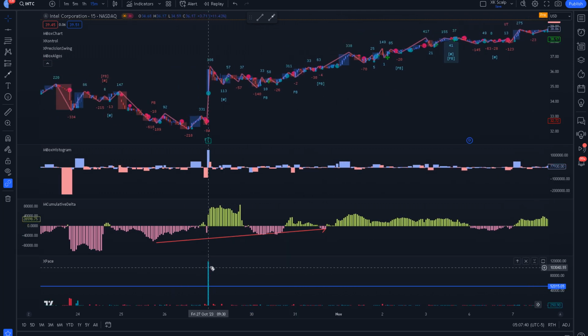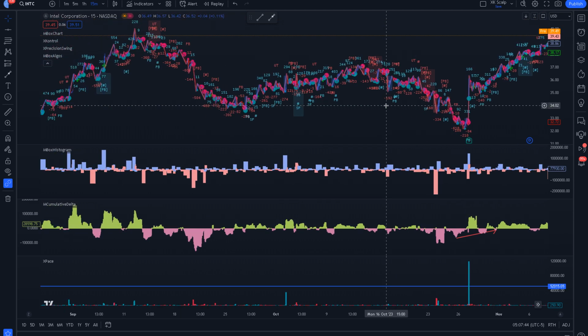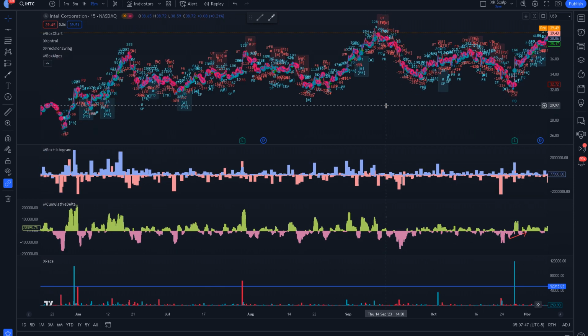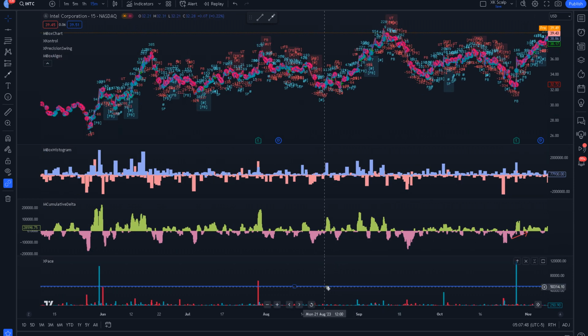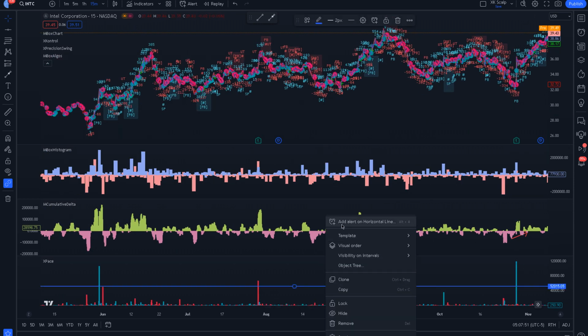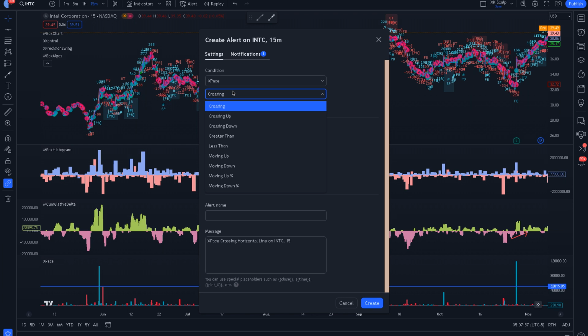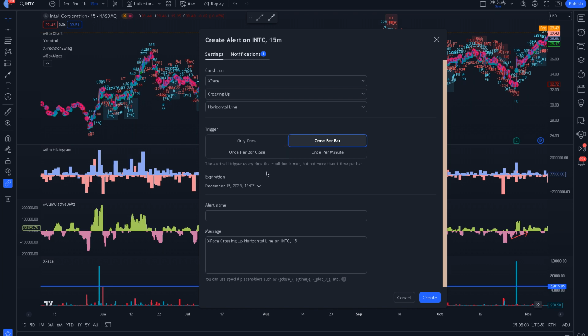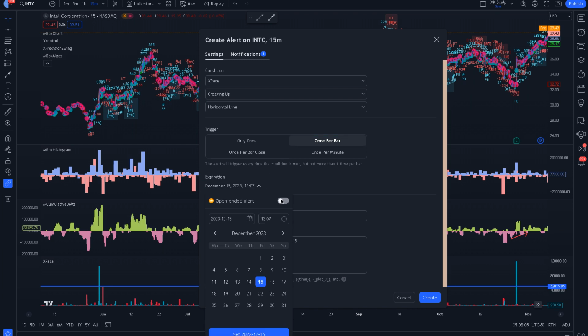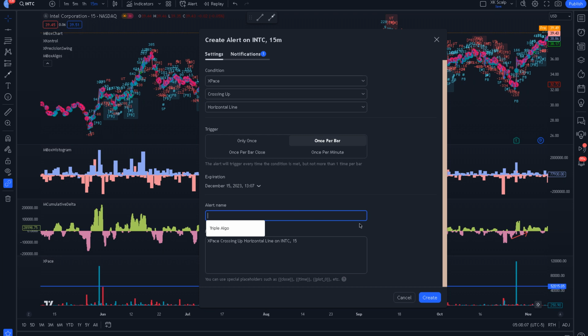But this is what triggered it right here, that XSpace. And if you're using the TradingView version, you can right click it and do add alert on horizontal line, and you do XSpace crossing, or crossing up, so that on its way up, once per bar, and you can choose an expiration date or an open-ended alert. Set your alert name.